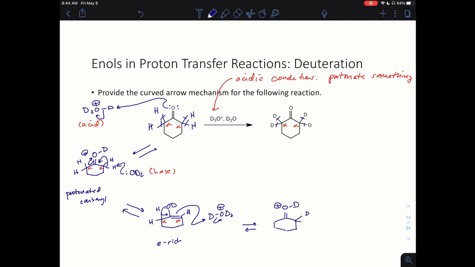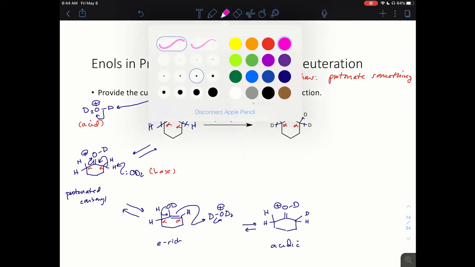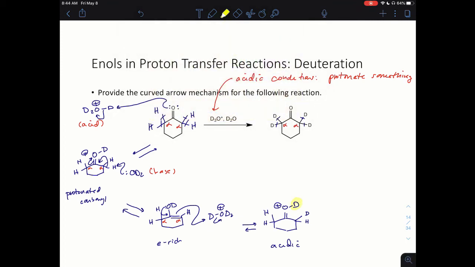So this mechanism is probably a little bit more challenging for you, I would guess. But you just need to ask yourself at every step, do I have an acid? Do I have a base? Okay, this is very acidic. So we could just deprotonate on deuterium, or excuse me, on oxygen to relieve that positive charge. So we could definitely do that.